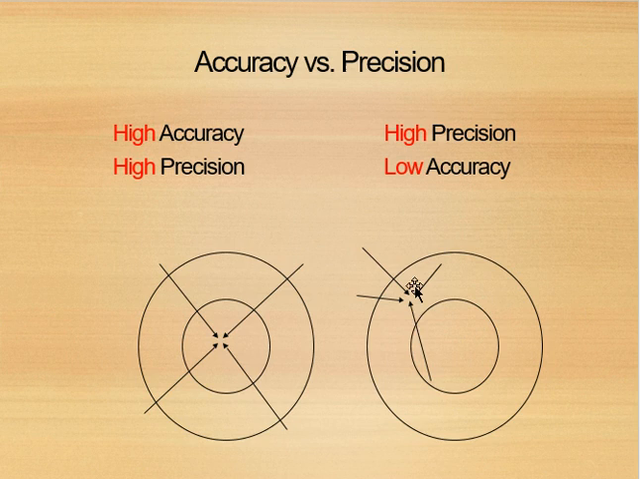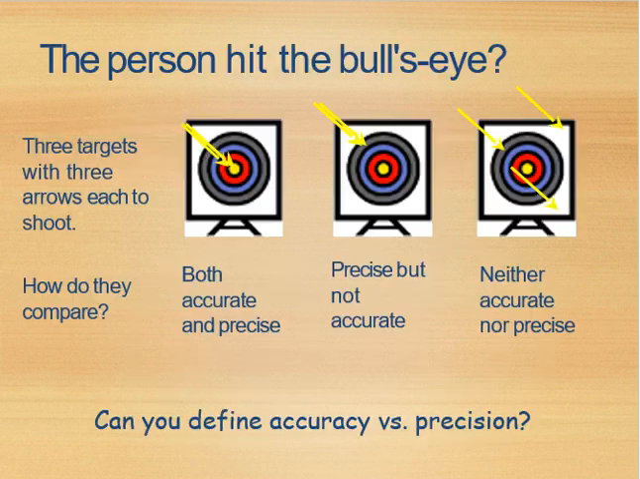Okay, I can explain this with more examples, so don't worry about that. So if you see the person hitting the bull's eye example, there are 3 targets given here, with 3 arrows each to shoot.